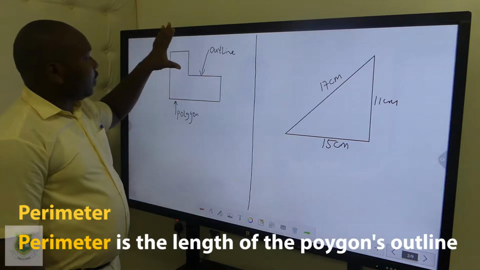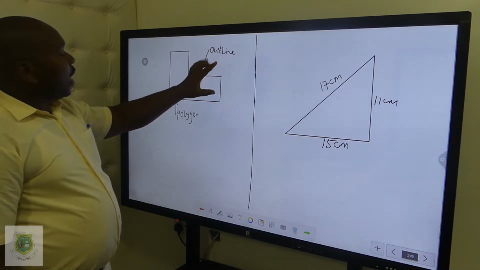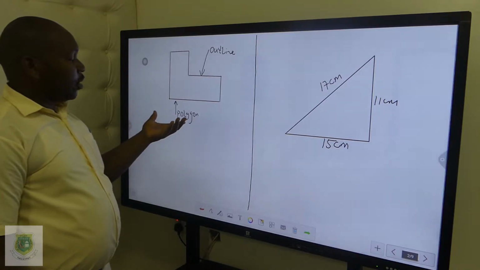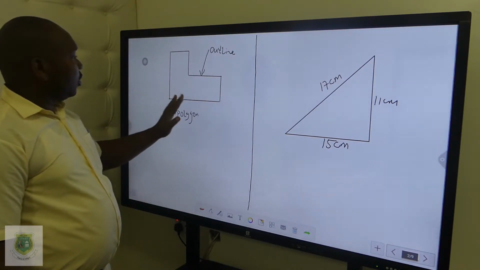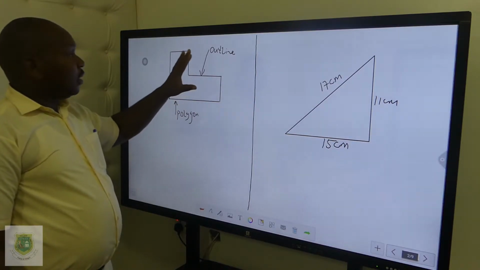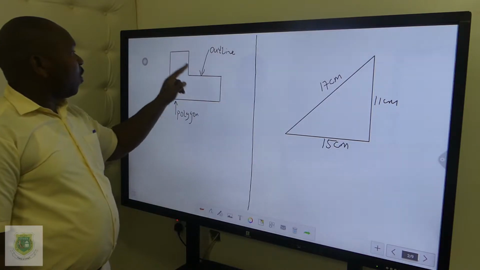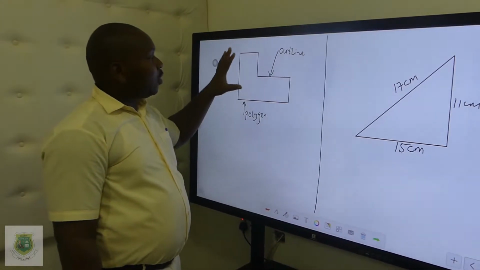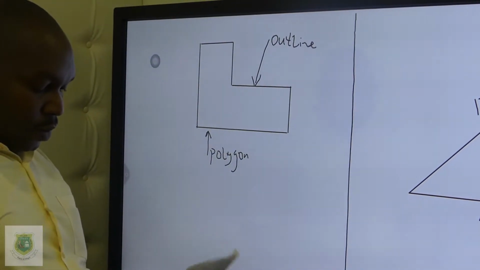Now, if this is a polygon, this is the outline of this polygon, as you can see on the board. So this is a polygon of size 1, 2, 3, 4, and you can see it has 4 sides. 5. 1, 2, 3, 4, 5. It has 5 sides. So this is a polygon, and this is the outline.